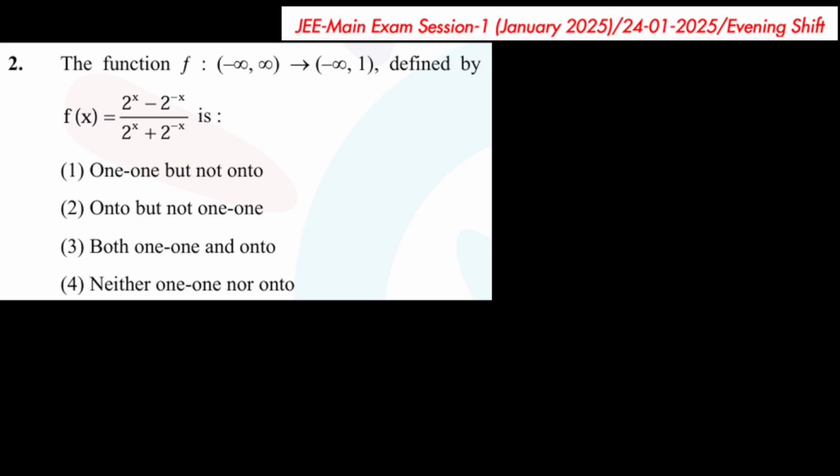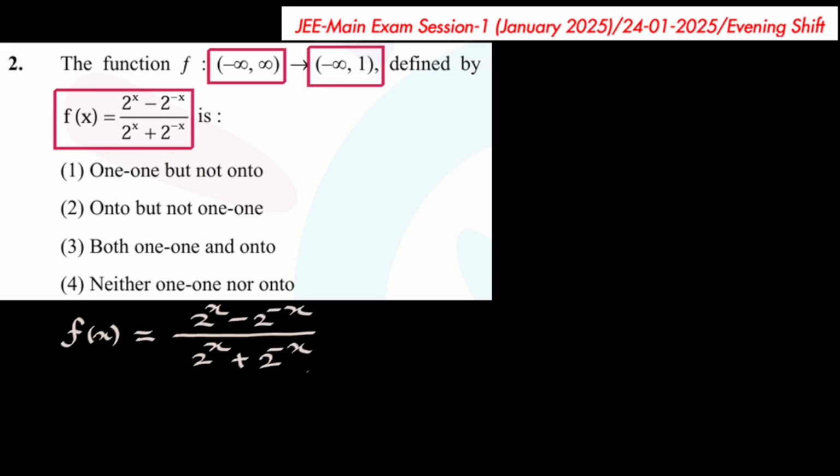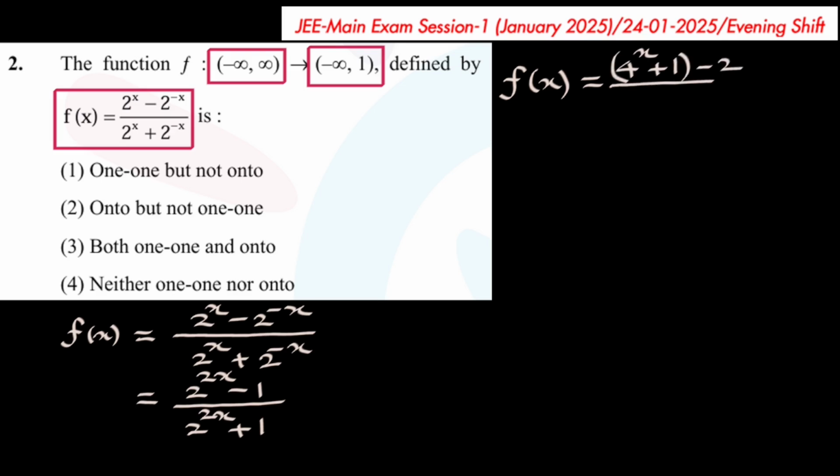In this question, this function is defined for this real domain and this codomain. We will divide numerator and denominator by 2 raised to minus x. So it becomes (2 raised to 2x minus 1) upon (2 raised to 2x plus 1). This we write as (4 raised to x minus 1) upon (4 raised to x plus 1), which is 1 minus 2 upon (4 raised to x plus 1).